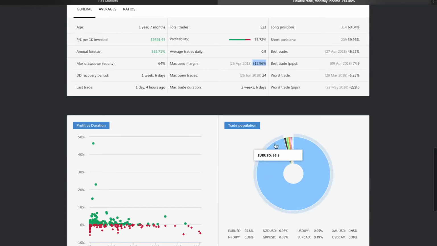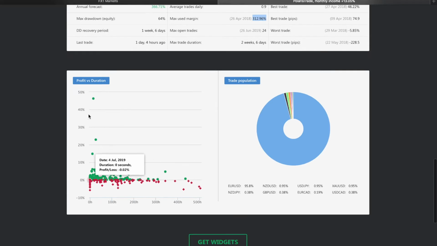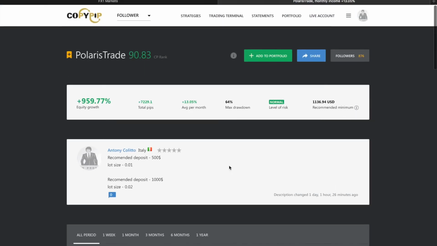So here it's also an important fact that you need to check. The fewer pairs that the trader trades, in my personal opinion, is better. So this trader has focused on one pair 95% of the time, so it's good. This profit versus duration means you can see every trade, how long this trader has been holding that trade. Let's say this one, 2 weeks and 7 hours, and it gives a profit of almost 5%. So this is how I read this trader.